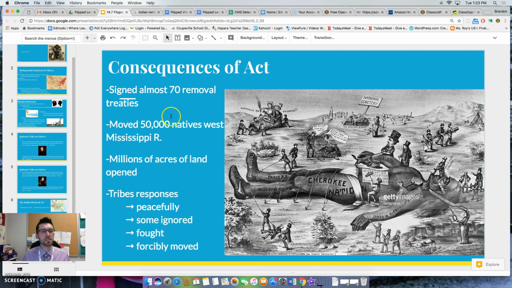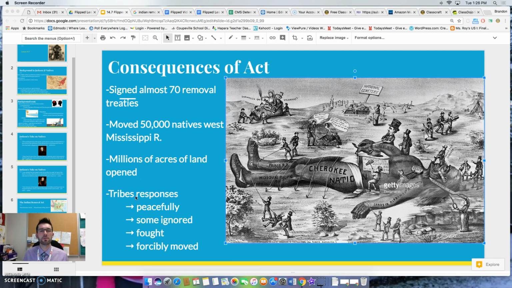All right, last slide here. Let's talk about the consequences of the act. First off, they signed almost 70 removal treaties by 1836. So in 6 years, 70 treaties. 50,000 natives were moved west of the Mississippi River. As a result, millions of acres of land were opened east of the Mississippi for settlers who wanted land.